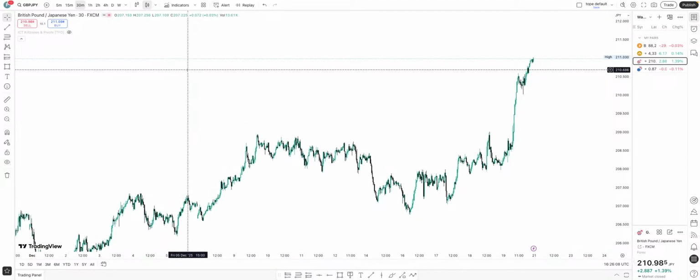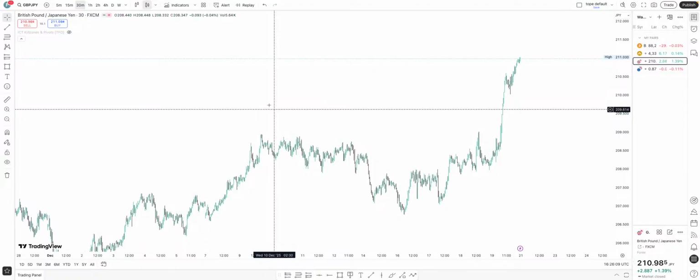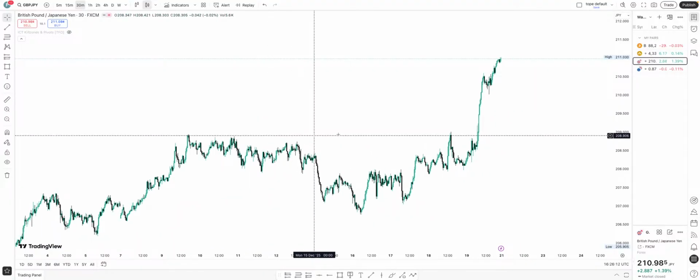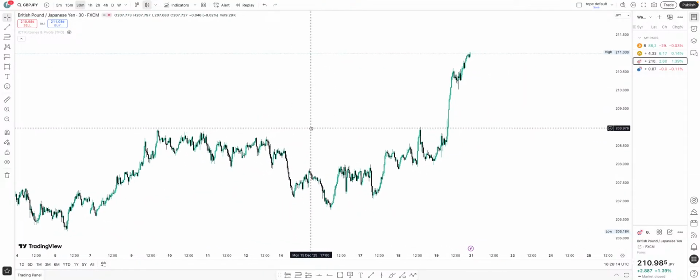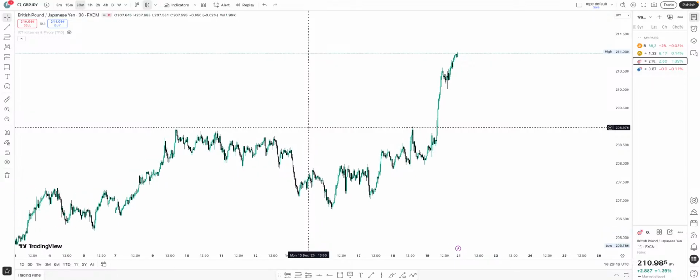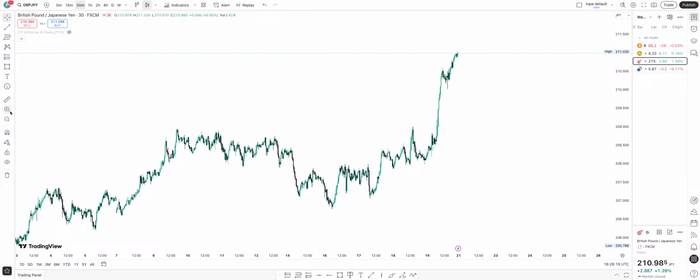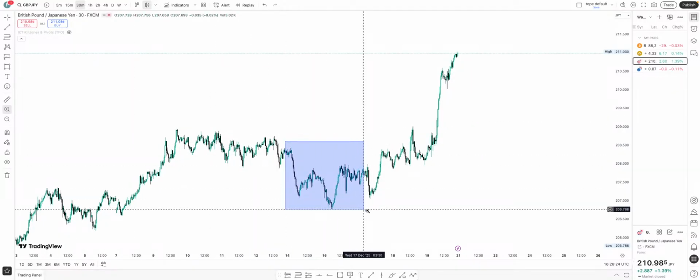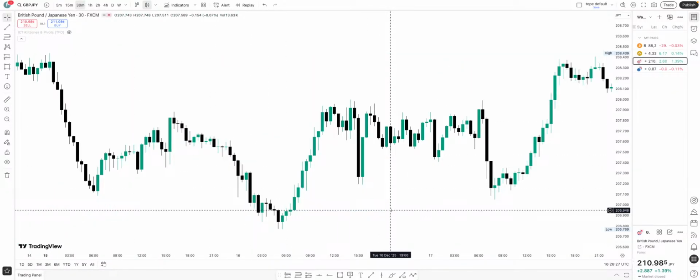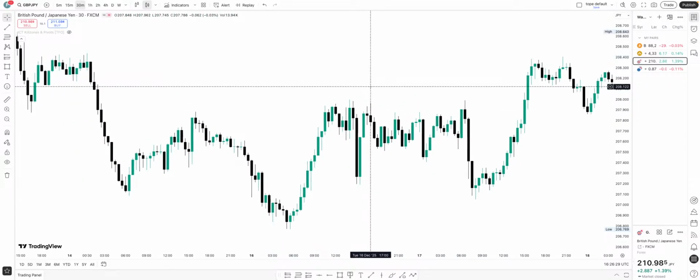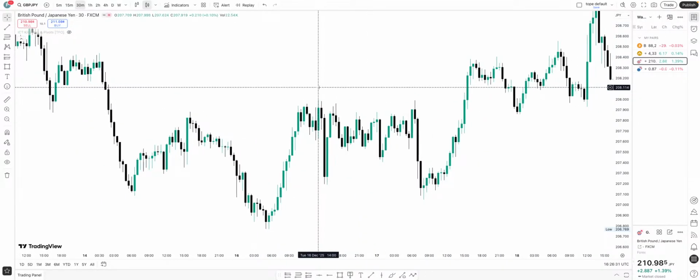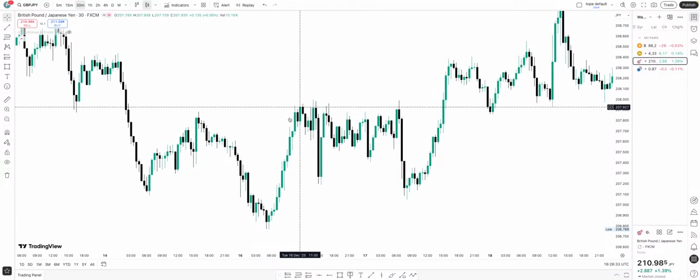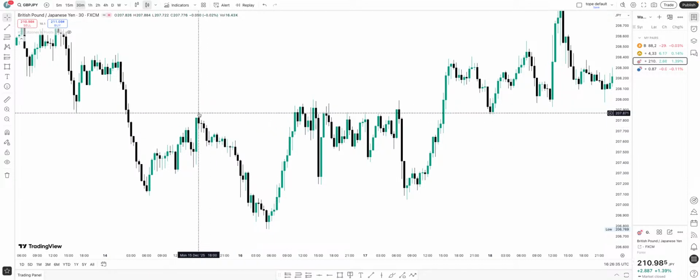Okay, good. So in this series that we are looking at right now, this is an example of a single leg break of structure right here. You see, this is a break of structure.